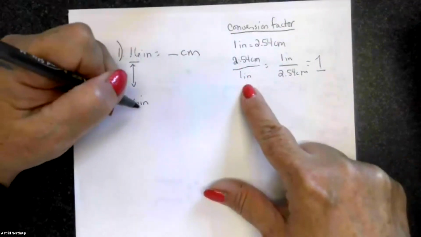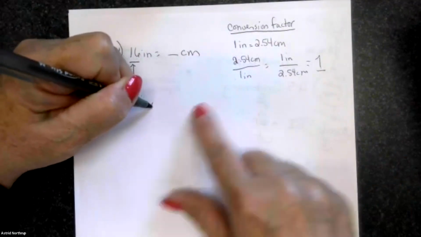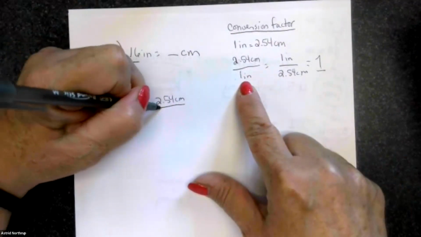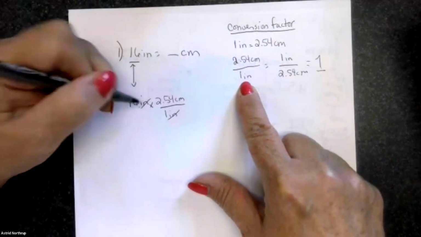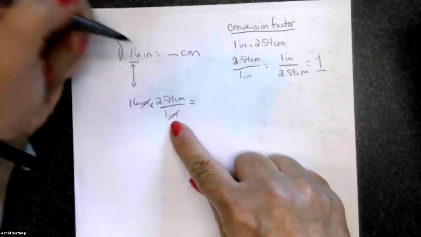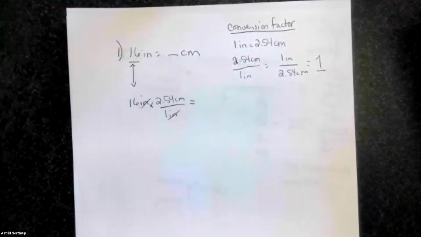So if we have 16 inches, inches is in the numerator. So we want to use a unit conversion that has inches in the denominator, because we know that things cancel from the numerator to the denominator, numbers and units alike. So the answer is 16 times 2.54.